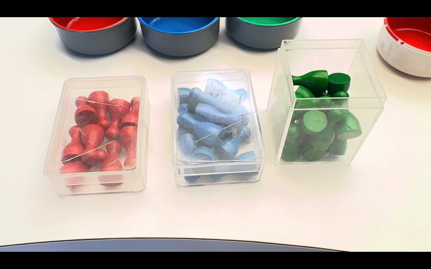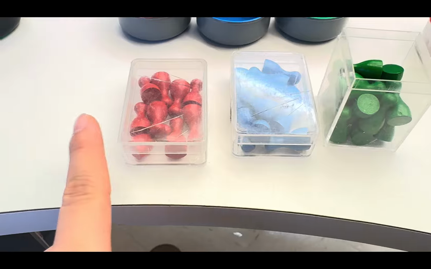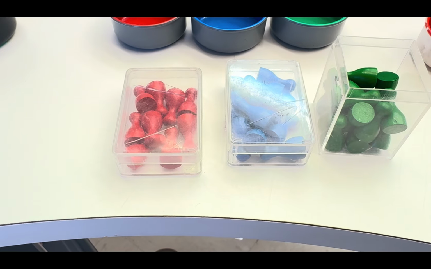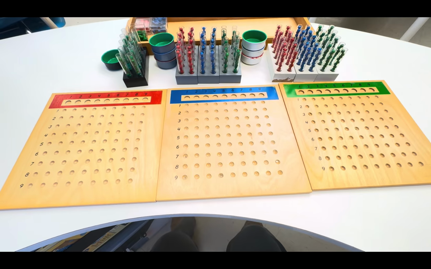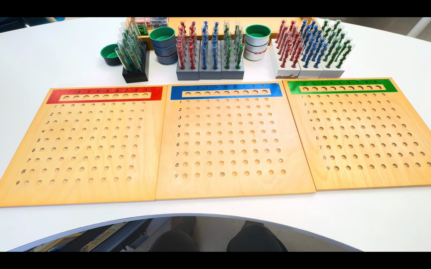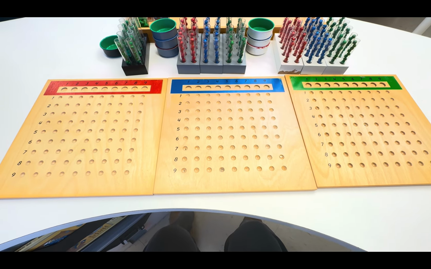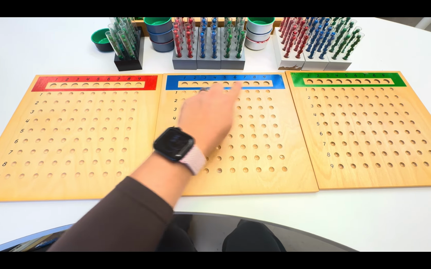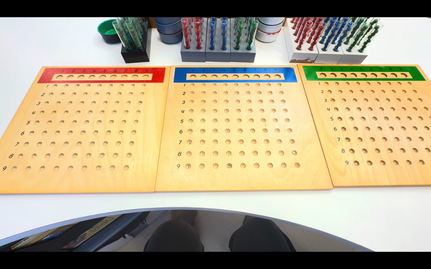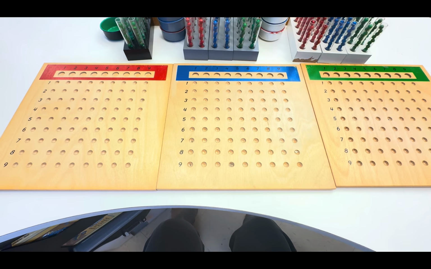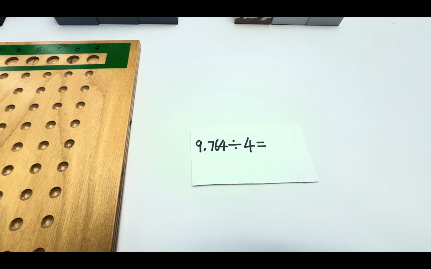Then I'm going to introduce the Skittles. Green, blue, and red. These Skittles represent the multiplier. And at the same time, we have different boards with a colored stripe. Red, blue, and green across the top to match their category: units, tens, or hundreds.